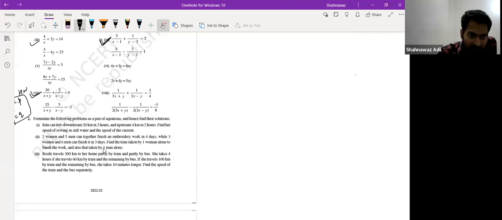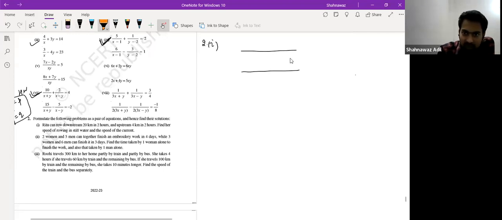Okay. Now let us do this first question, right? Ritu can row downstream 20 kilometer in 2 hours and upstream 4 kilometer in 2 hours. Find the speed of rowing in still water and the speed of the current, right? So let's say that this is the river, and the river is flowing like this.